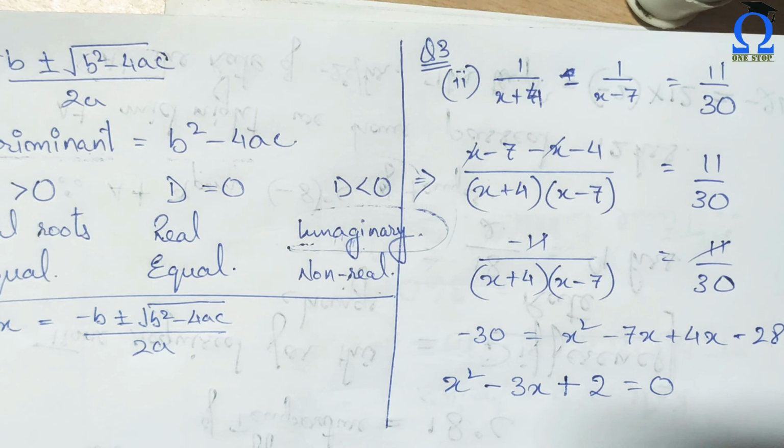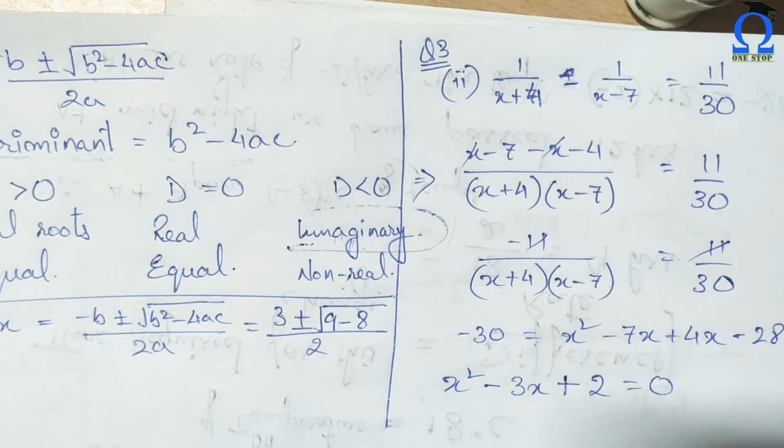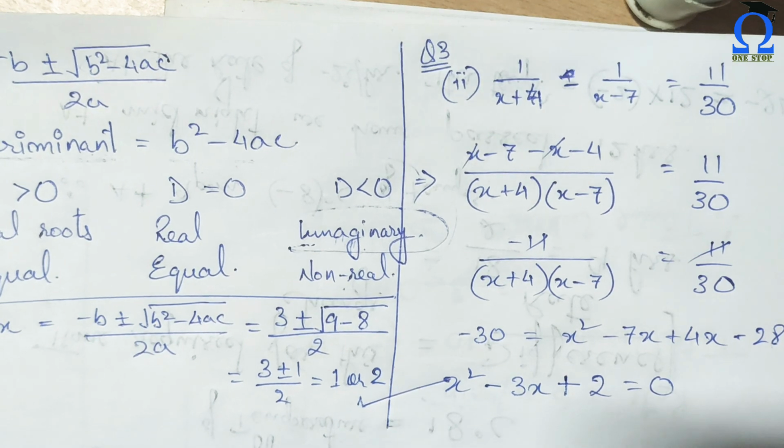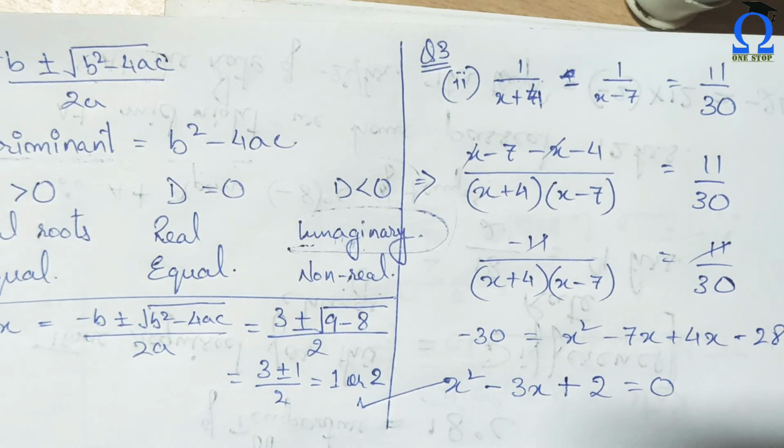Just put the value of a, b, c and get the answer. Okay, so our two answers are 1 or 2. Understood? So this is the required answer. I hope you are getting the method here. Let's move on to the next question, that is question number 4, which is a word problem.